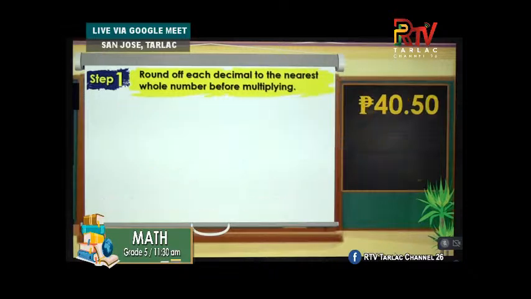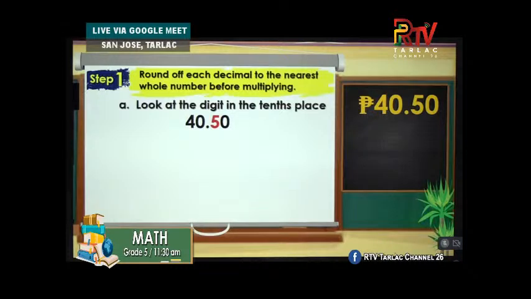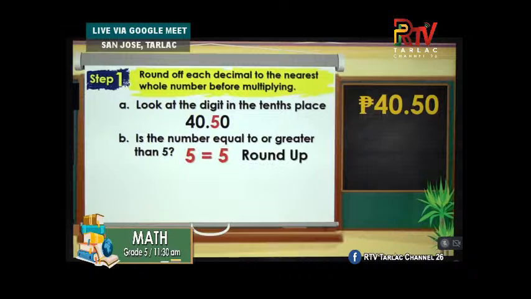Next to estimate is 40 pesos and 50 centavos. Again, look at the number in the tens place. What digit is in the tens place? That is correct. It is 5. Is the number equal to or greater than 5? That's right. It is equal to 5.